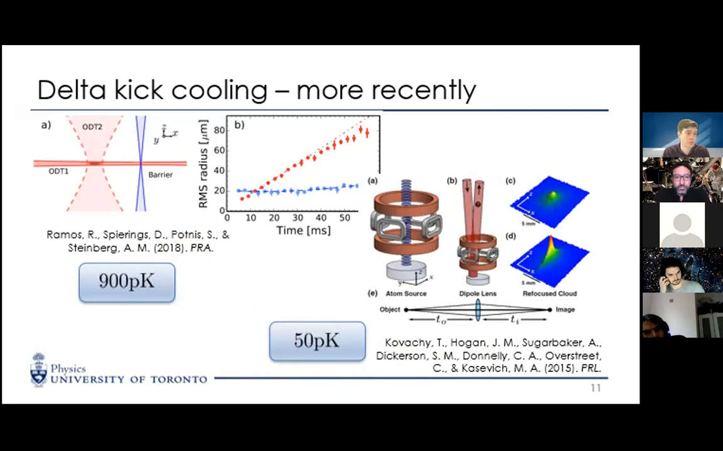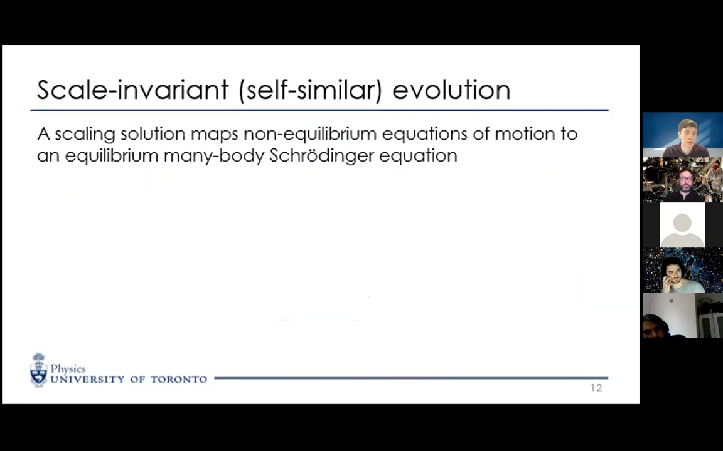So all of this is to say that delta-kick cooling has been remarkably successful, despite the fact that our description of it doesn't include the interactions between these particles. So that's what we'd next like to be able to do. And an elegant approach to many interacting quantum systems is using scale invariance, otherwise known as self-similar evolution.